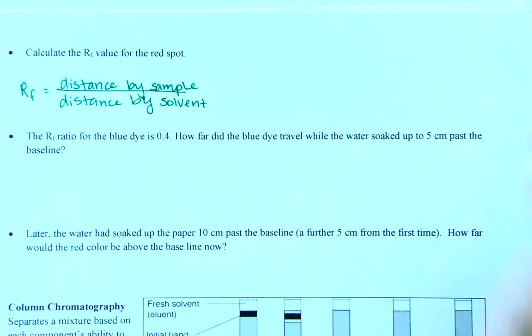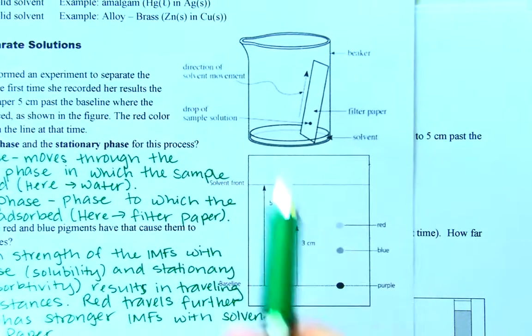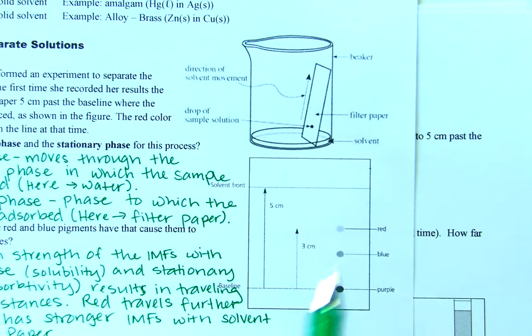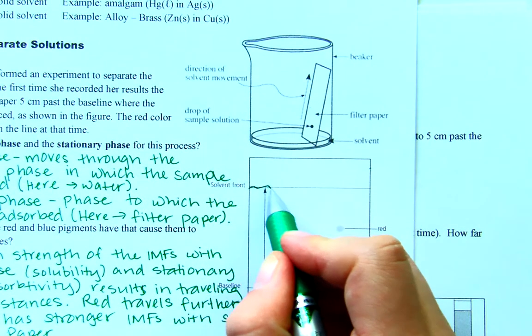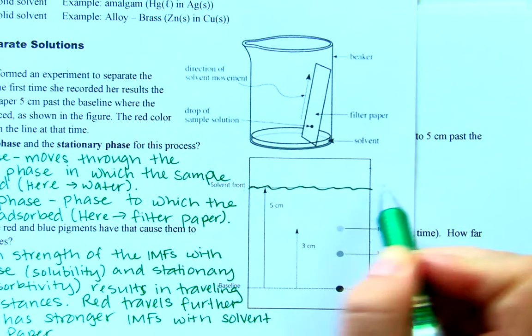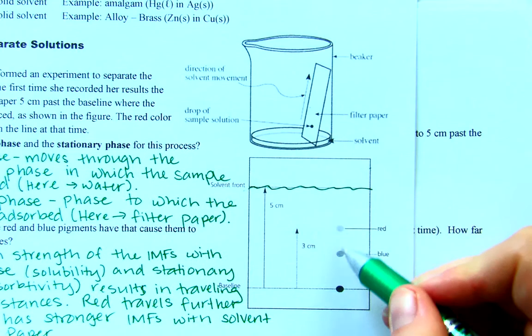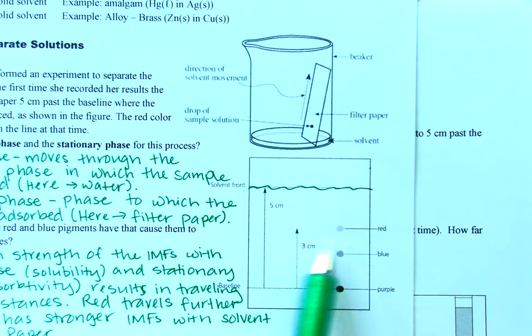And you could see that here in this previous page. So if this was our plate, if this was our paper, and this is the solvent front, so right here, this is going to be the line. This is where you would see it wet, and this is where the spots are. These are where the samples are. So, for example, we're going to look at red.